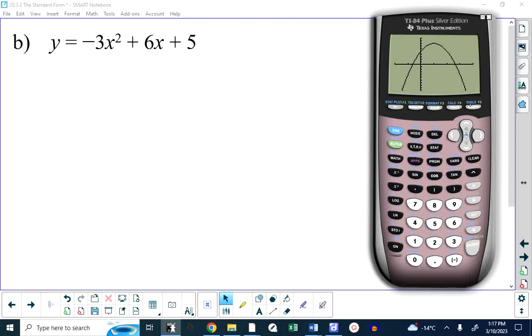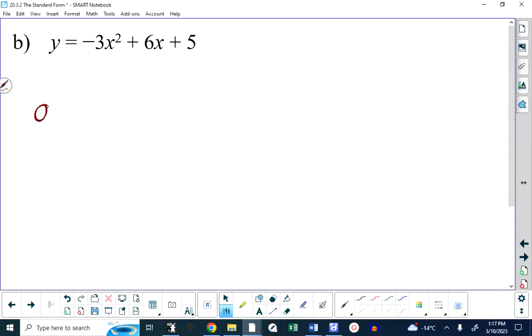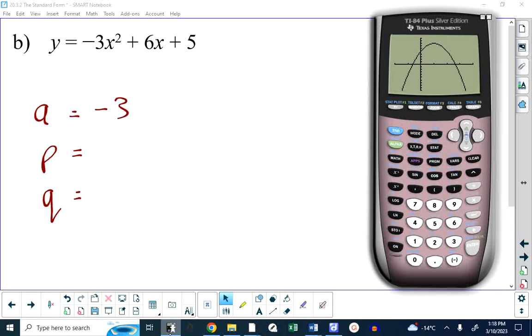Well, let's find the vertex. Oh, by the way, before we do, what is the value of a? Negative 3, right? So you know a is negative 3. If we only knew p and q, we would be able to say where the vertex is, what the domain is, what the range is, what all of that stuff is. Well, domain is any real number, regardless of p and q.